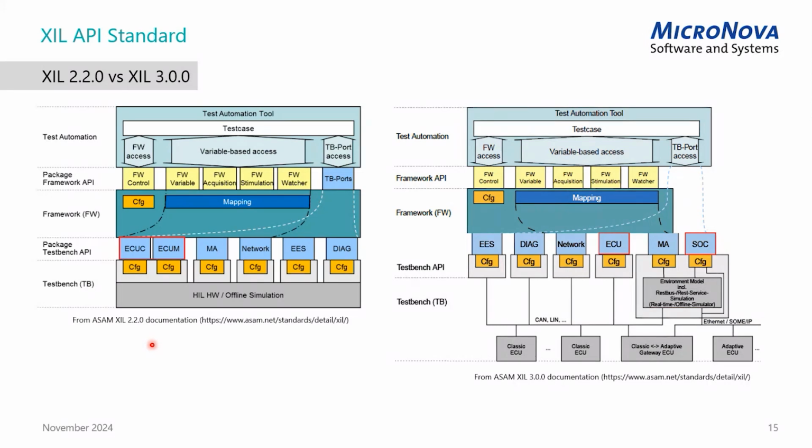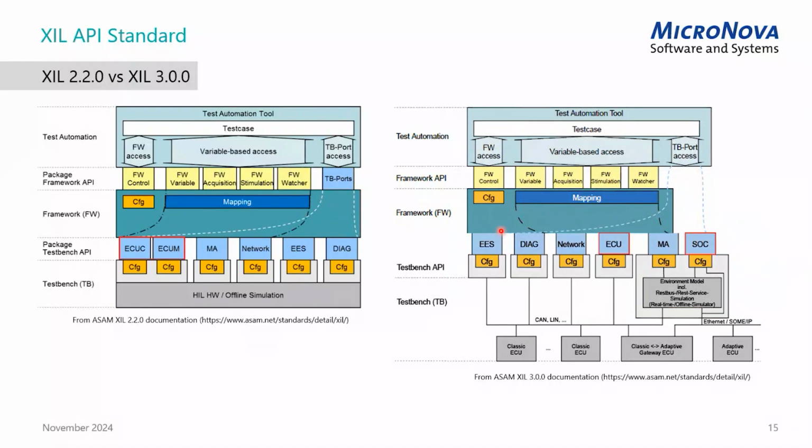However, I've already said that both of them will combine it into one ECU port. And on this slide, you can observe two different versions, the second and the third version, and what the main differences are. Well, the logic is still the same. We still have mapping in between our test automation and test benches. And the news is that there is this ECU port instead, ECUC and ECU import, and a service-oriented communication port that was added.